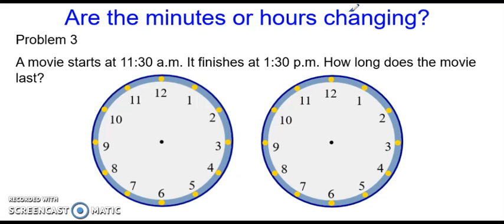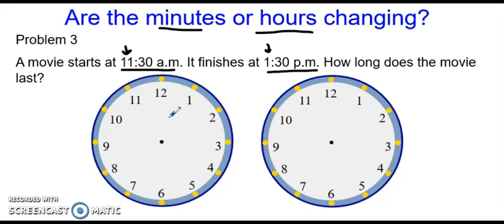We're going to do one more problem together. Problem 3. A movie starts at 11:30 a.m. and it finishes at 1:30 p.m. How long does the movie last? So again, is it the minutes or the hours changing? Well, here my hour is 11. Here my hour is 1 p.m. Here my minutes are 30 minutes, and here my minutes are 30 minutes. So we are going by hours. So let's use our clocks to figure this out.